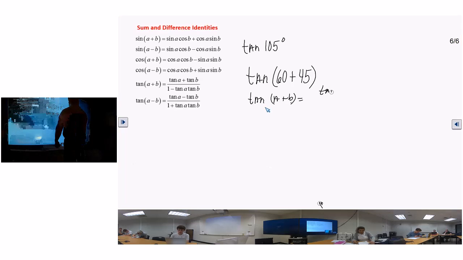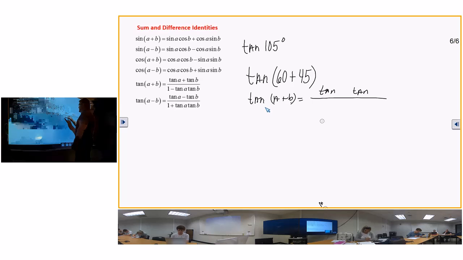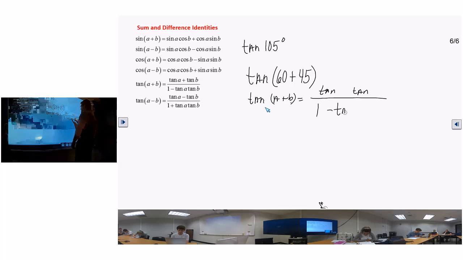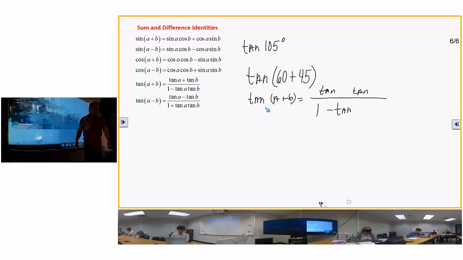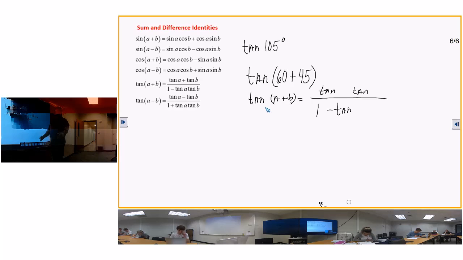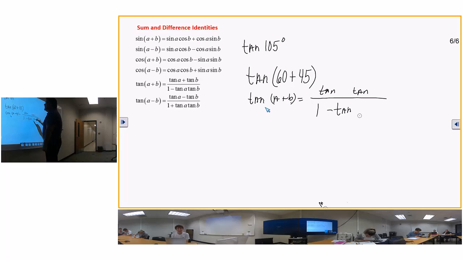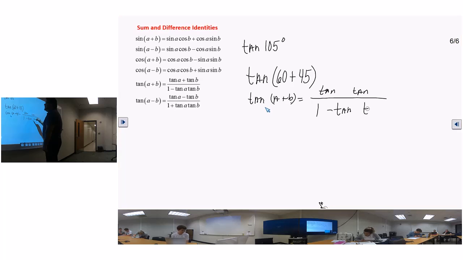Tan, tan, tan. Most people would laugh at that, you know, but not this class. No, this class, tan, tan, tan. But A and B.